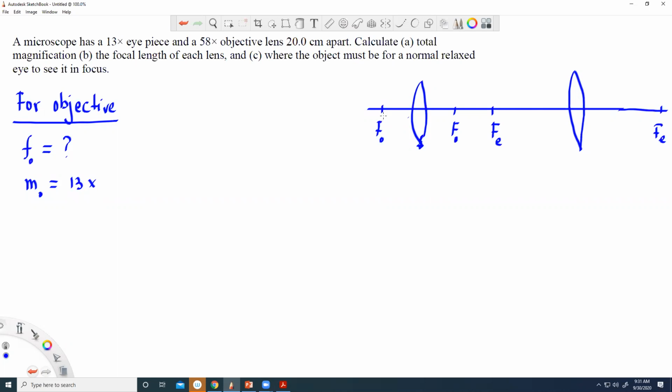So the question tells us that, and this is always true, that in microscope, the object is placed close to this focal point of the objective. Okay, so we usually place the object here, small tiny objects here. And the question tells us that we want to form the final image of this object at this point. So for part C, where the object must be for normal relaxed eye to see it in focus. Okay, so that's the final image.